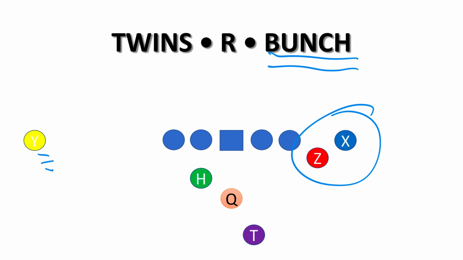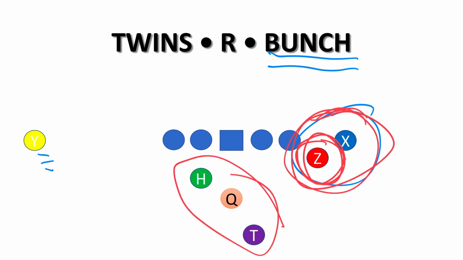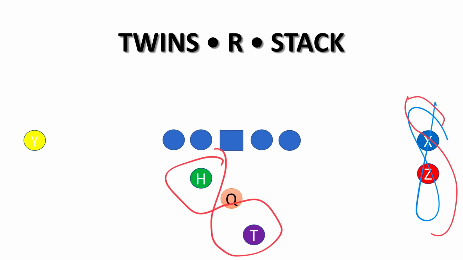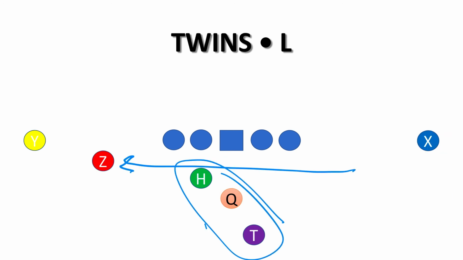Then twins right bunch, so we're in twins to the right, right? The Z's on the right. We're bunched with these two, and we're in twins. Twins, 2 backs, okay? Stacked, twins right stack, very simple.